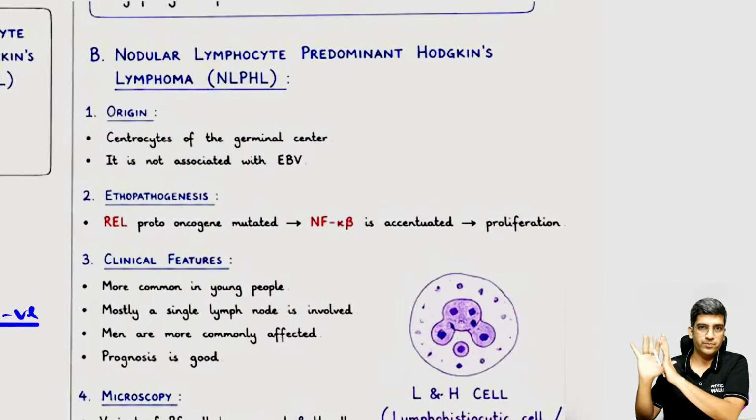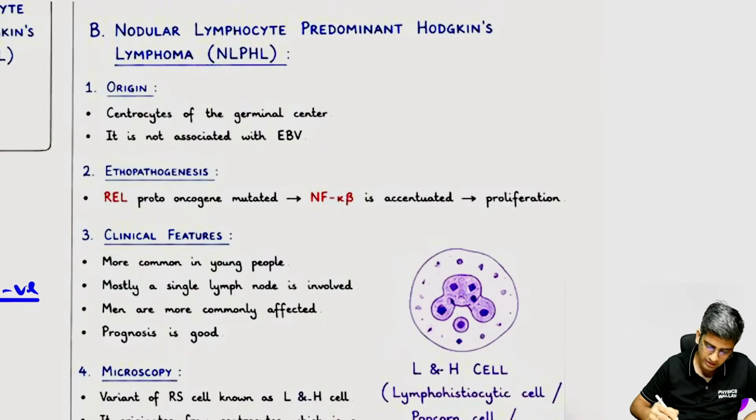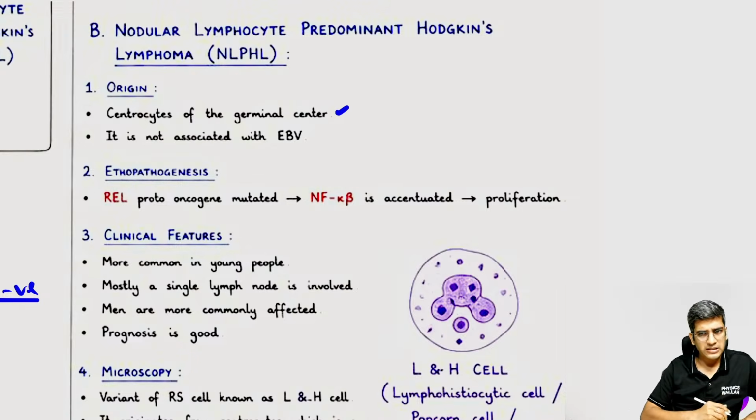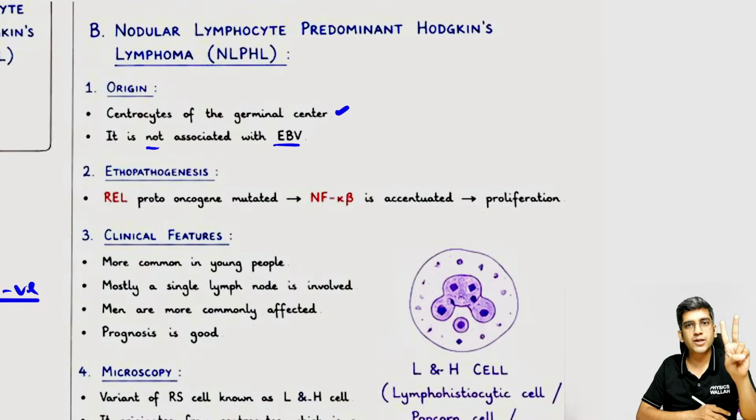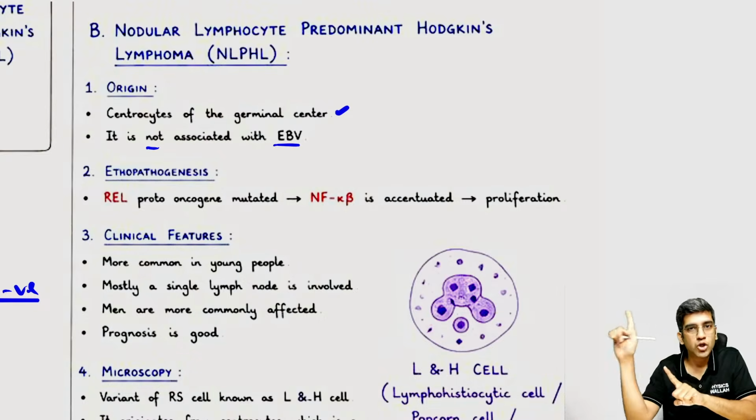NLPHL is unique, unlike every other non-Hodgkin's lymphoma. It has a classical origin and a classical pathogenesis, right? NLPHL originates from the germinal center, exactly from the centrocyte stage. It is not associated with EBV. Two variants have no EBV: one is nodular sclerosis, the other one is NLPHL. Both of them have an amazing prognosis.